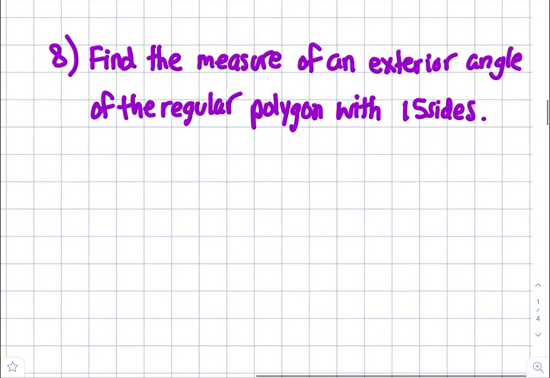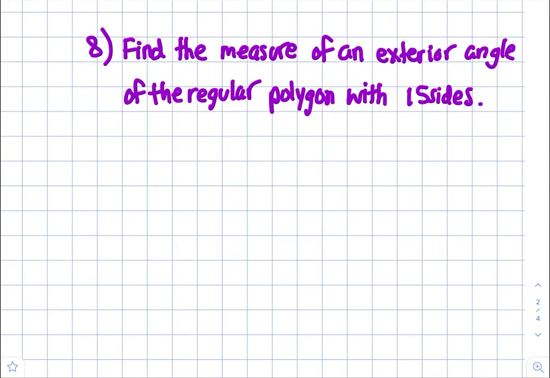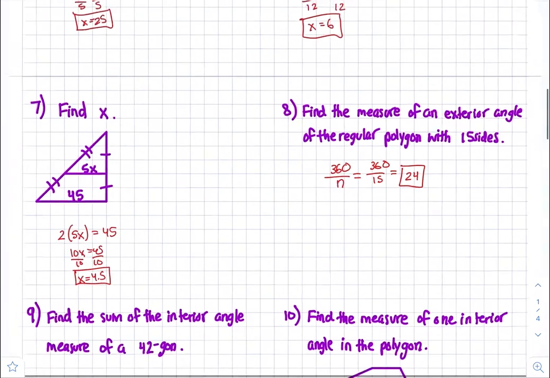Alright, number 8. Find the exterior angle of the regular polygon with 15 sides. So to find the exterior angle, you guys, of any polygon, it's 360 divided by n. N is the number of sides, so 360 divided by 15. So 360 divided by 15 is 24 degrees.